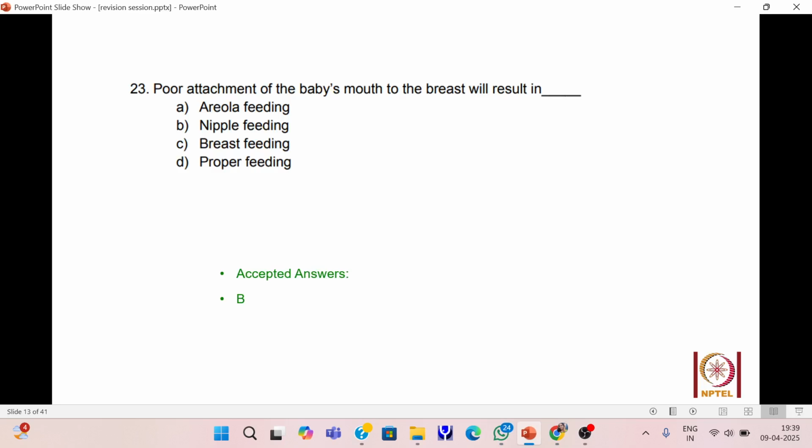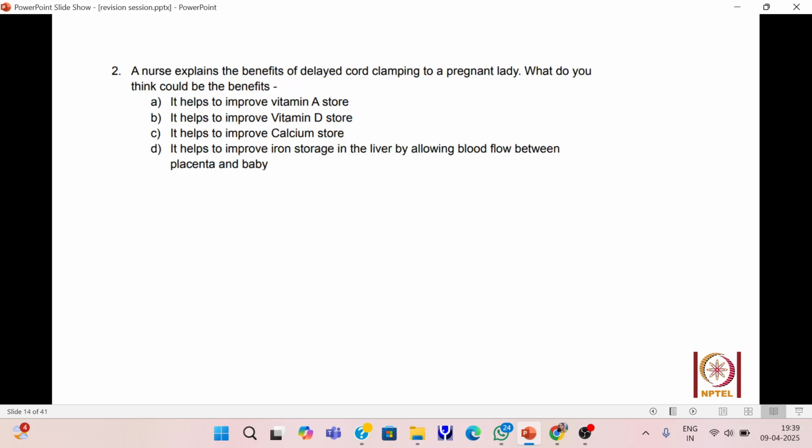Let's see what is the correct answer. It is B. Nipple feeding. Moving on to the next question. A nurse explains the benefits of delayed cord clamping to a pregnant lady. What do you think could be the benefits?